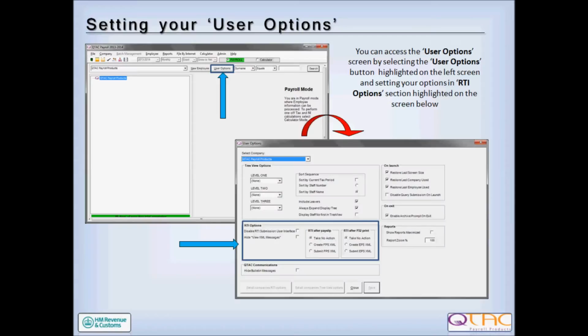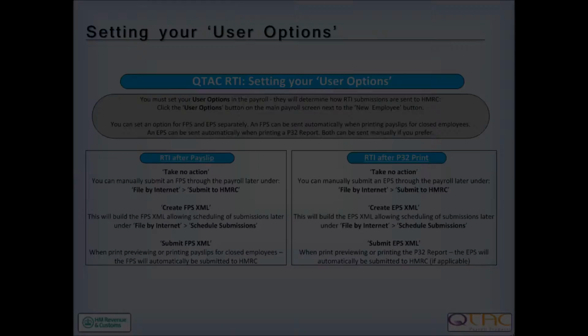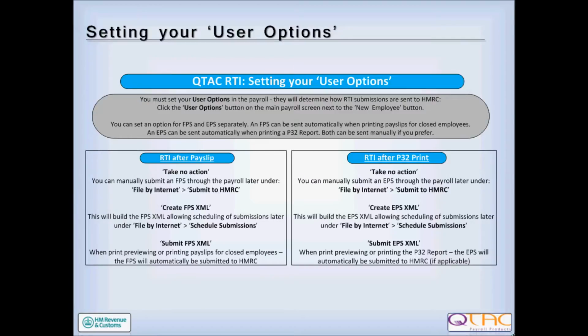Now you can access the user options screen by clicking on the user options button, which you can find on the main screen of the payroll. That will open up a user options screen which will give you a small section for RTI options, which we're going to look at now in greater detail. You must set these user options in the payroll because they determine how RTI submissions are sent to HMRC.